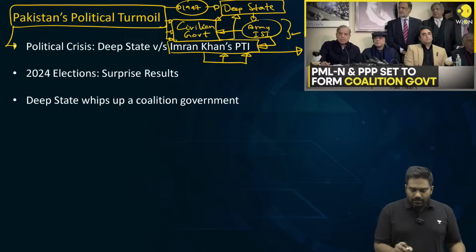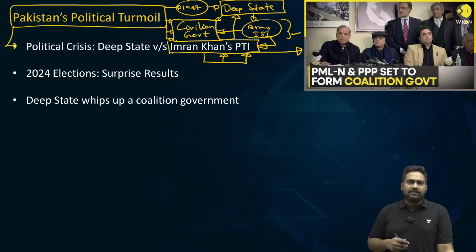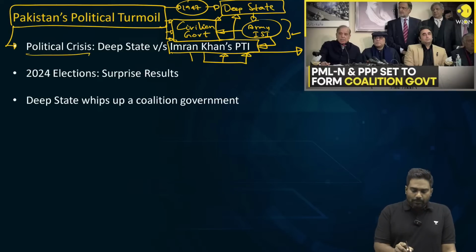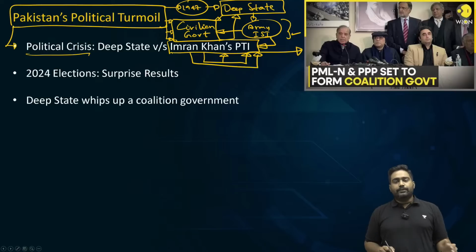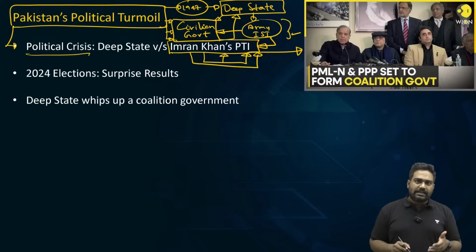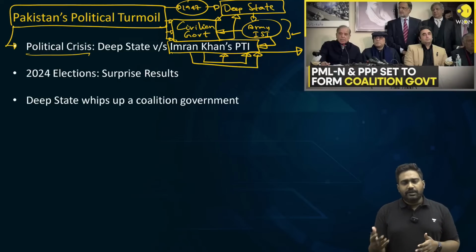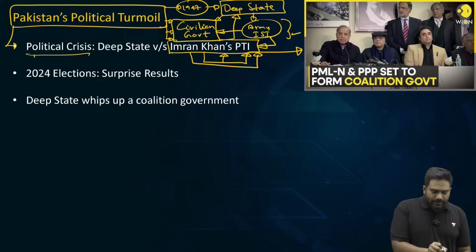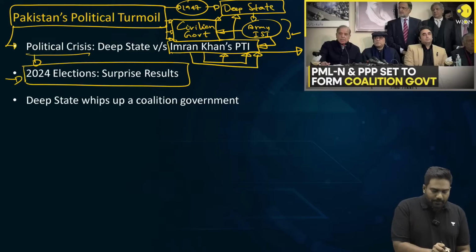So the deep state, which lost the favor with Imran Khan and his party, ensured that he was toppled a few years ago. Despite being a popular leader with mass support, he was toppled in an unconstitutional, undemocratic manner. Elected government was brought down. Eventually, elections were held. And earlier this year, a new government was formed.